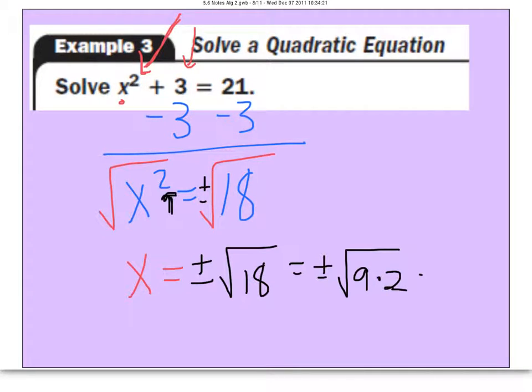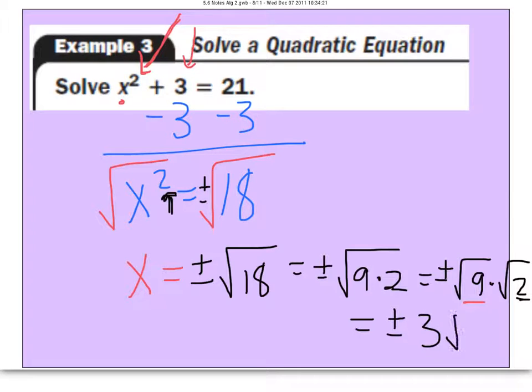So what I have to do, don't lose my plus and minus, is do the square root of 9 times the square root of 2. This therefore becomes plus or minus. The square root of 9 is the one that becomes the number. That becomes the number 3. The square root of 2 stays the same, so don't change it. That's our answer.